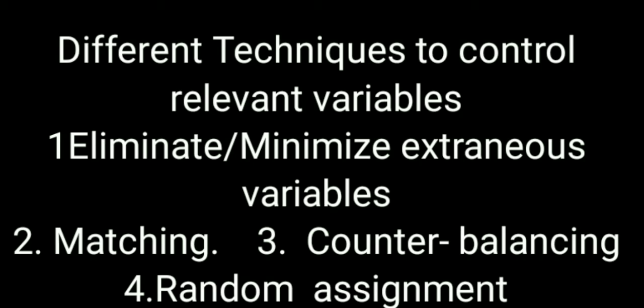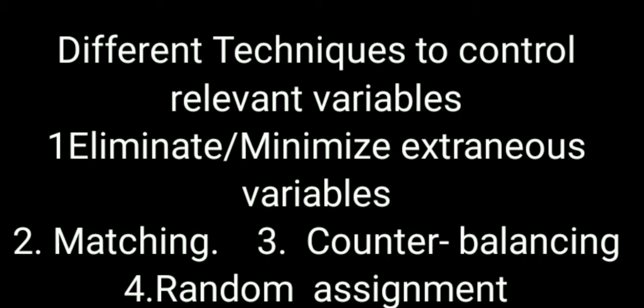Next one is matching. In this technique, the relevant variables in the two groups are equated or held constant by taking matched pairs. The third technique is the counterbalancing technique. This technique is used to control for sequencing effects in a repeated measures design. Sequencing effects occur when participants take part in more than one condition. By changing the order of conditions from one participant to another, this problem of sequencing and order effects can be solved.